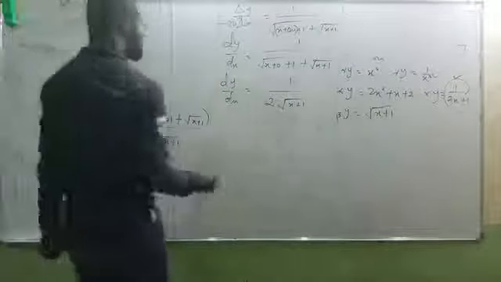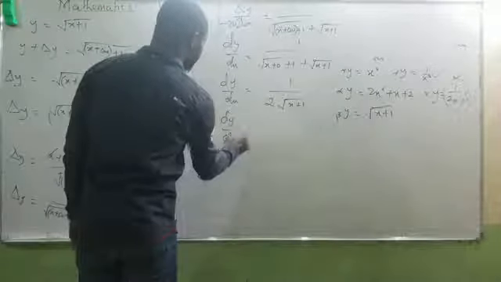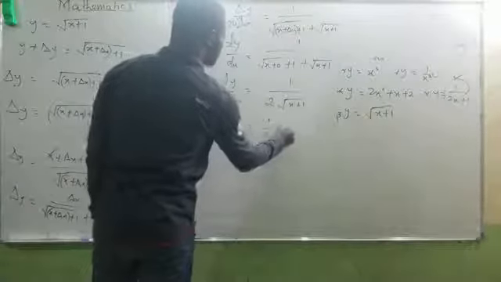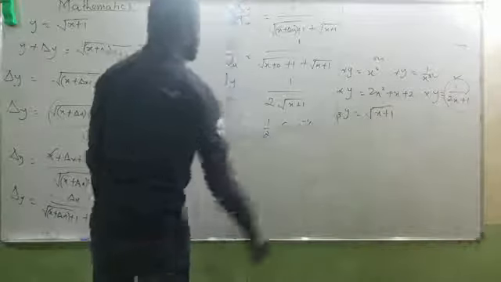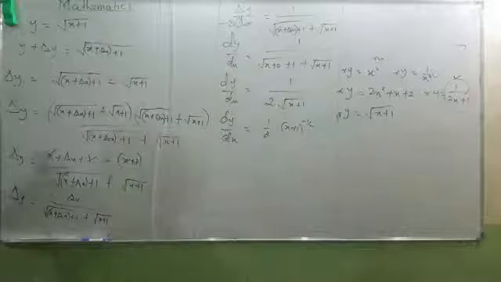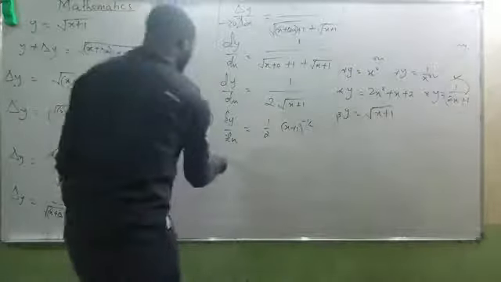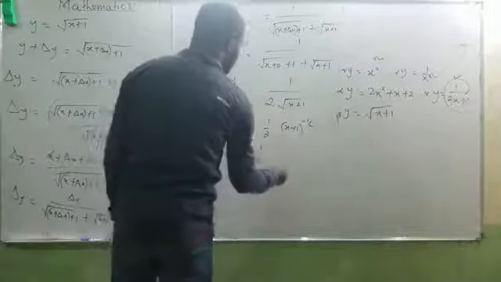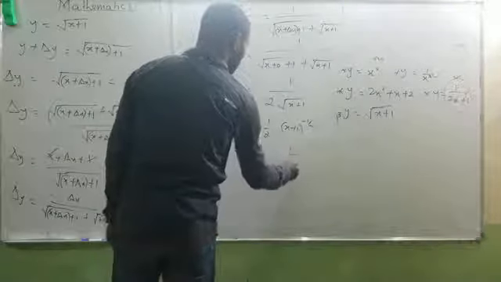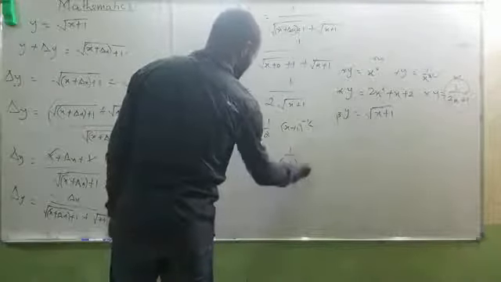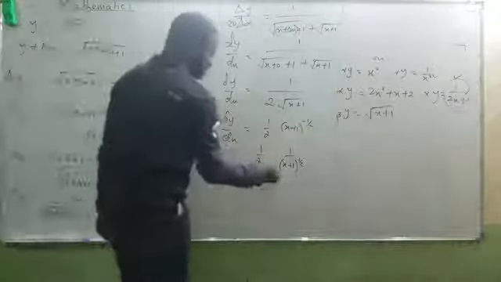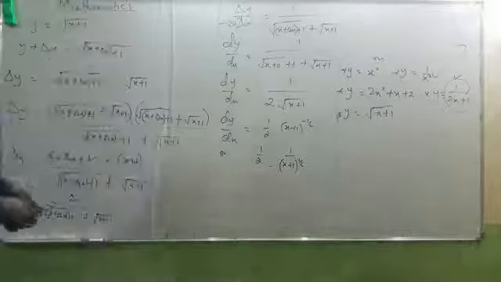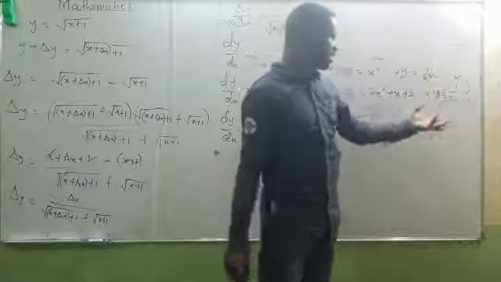I can as well write this as dy/dx equals 1 over 2, times x plus 1 raised to the power of 1 over 2, or you can write it this way: 1 over 2 multiplied by 1 divided by x plus 1 raised to the power of 1 over 2. Depends on how you want it. Anyhow you want to do it, you can. Okay, you can use this to solve this. They are the same thing, they are similar.